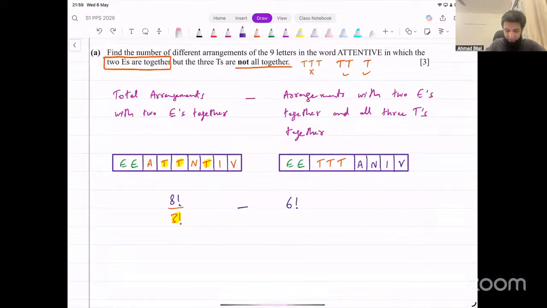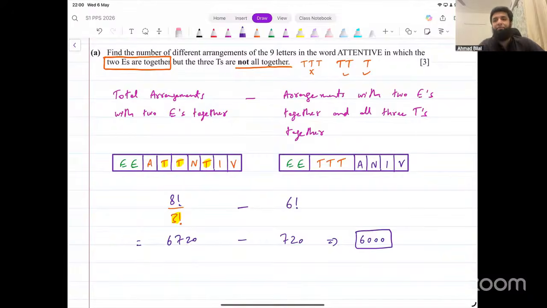So the first one gives us 6720, and the second one 720. And that gives you the result, which is 6,000, and that's your final answer. That's the second twist. Make sense, right? Okay. Again, not that complicated.